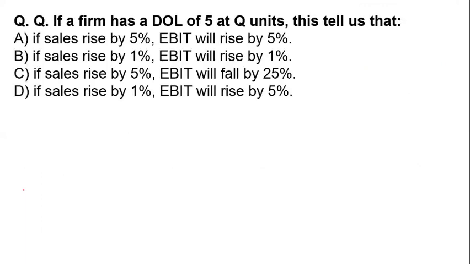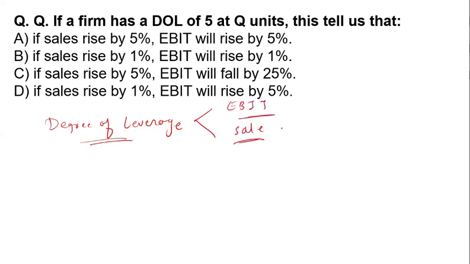Now the next question: if a firm has a DOL, that means degree of leverage. In this degree of leverage, you can see the relationship between two things, that is the EBIT and the sales. There is a direct relation: if the sale is increasing, EBIT is going to increase at a higher rate. If the sale is decreasing, EBIT also decreases at a higher rate.